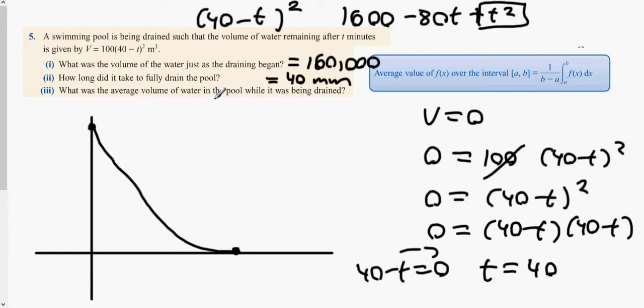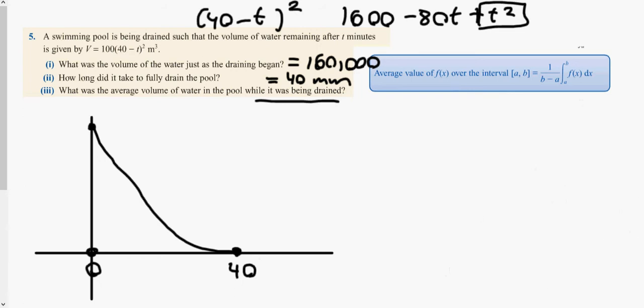What was the average volume of water in the pool while it was being drained? Okay, so while it was being drained. Well, what we know is the start of the interval is 0. The end of the interval is 40. And then we can go ahead and try and use our formula here. So what we're going to have is the a and b. a is going to be 0 and b is going to be 40. So it's going to be 1 over 40 minus 0, which is basically 1 over 40.